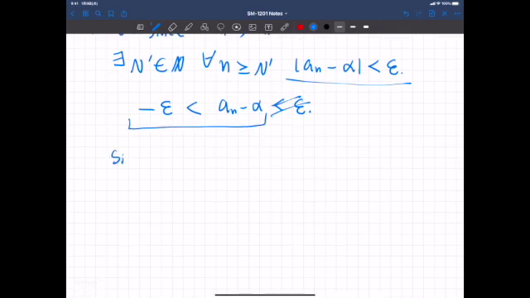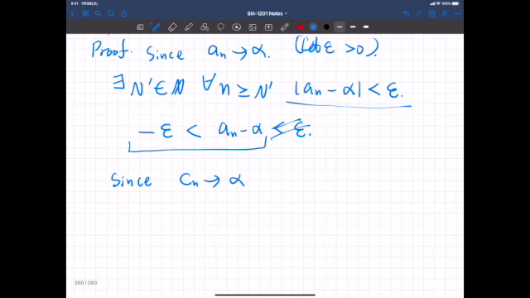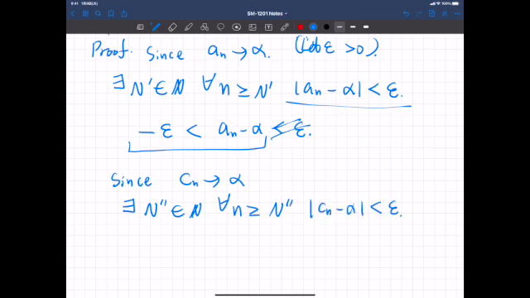And similarly, since c_n converges to alpha, there exists some natural number, let's call it N double prime, such that for all n greater than or equal to N double prime, the modulus of c_n minus alpha is less than epsilon. Okay, so this means negative epsilon less than c_n minus alpha, which is less than epsilon. We don't need this part, so let's consider only this part.